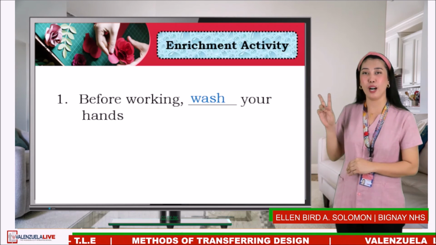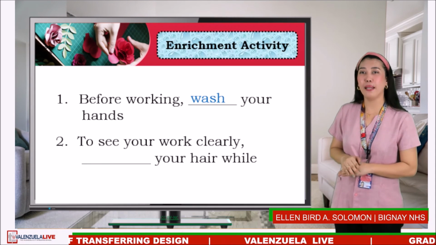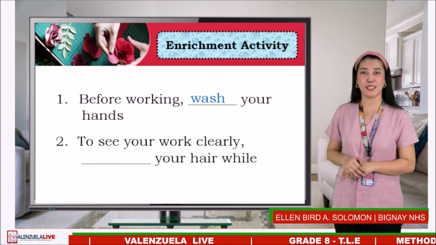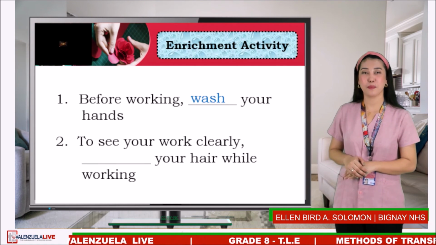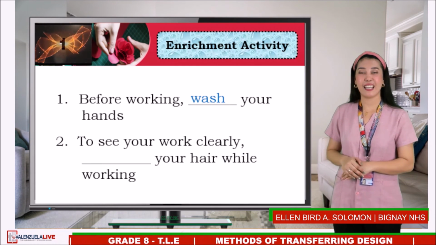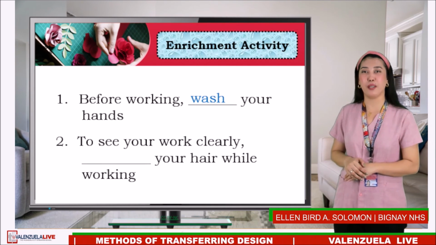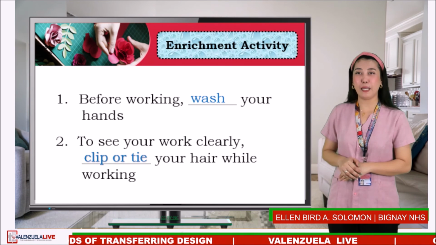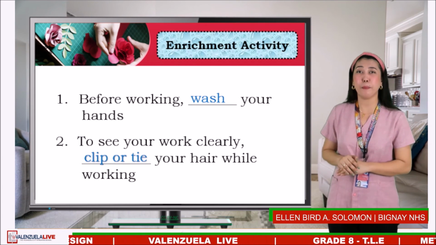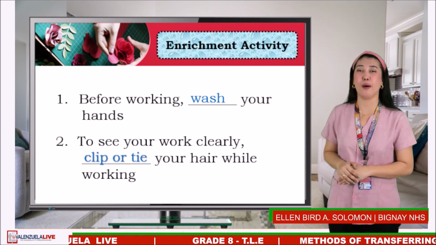Let's have number 2. To see your work clearly, blank your hair while working. Your timer starts now. Okay, so time is up. The correct answer for number 2 is clip or tie. So, to see your work clearly, clip or tie your hair while working. Let's have number 3.